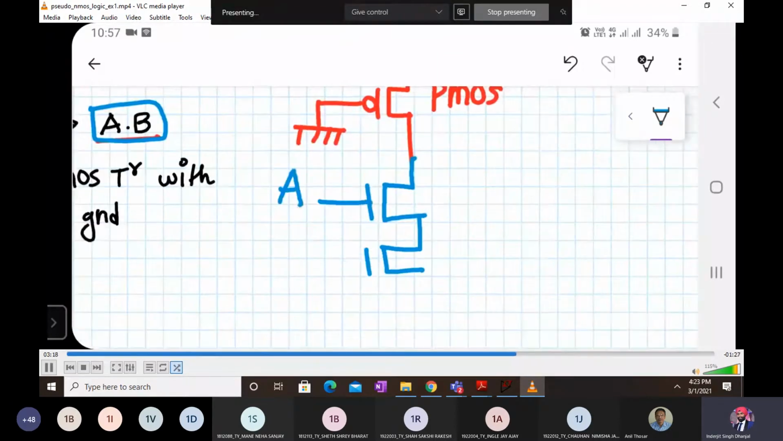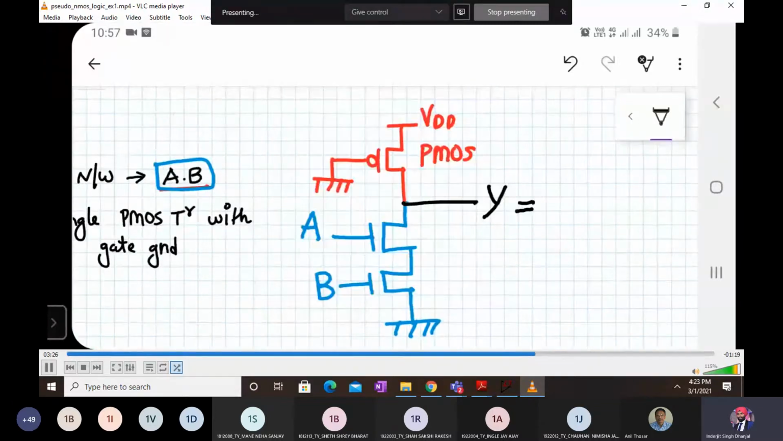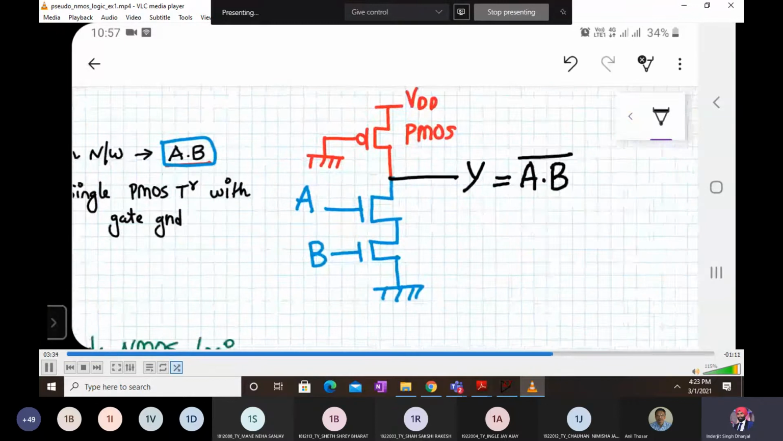So these are the two transistors in series, A and B, and the output will be taken from here. So this is my y is equal to A dot B the whole bar. Please note it down. This is the pseudo NMOS logic. Using pseudo NMOS logic, we have implemented a two input NAND gate.